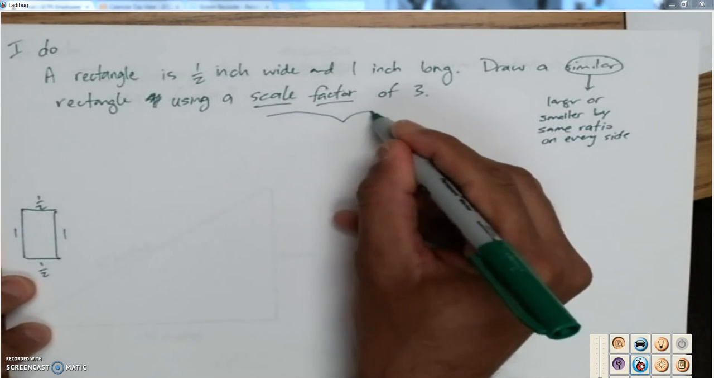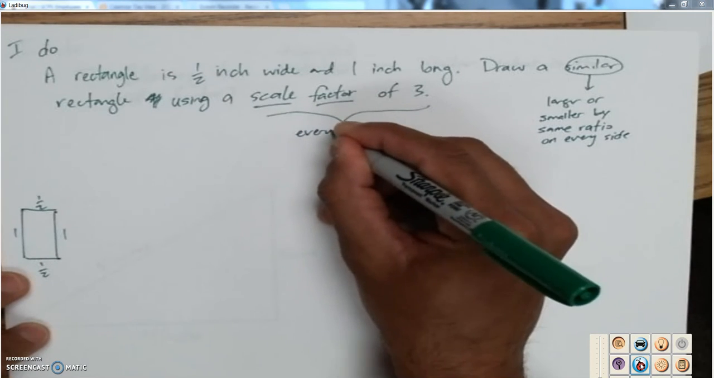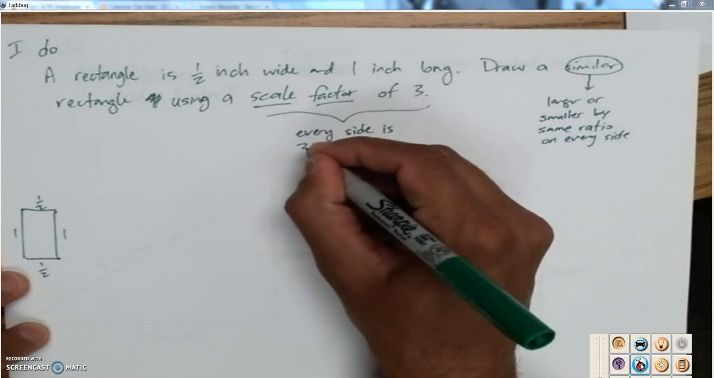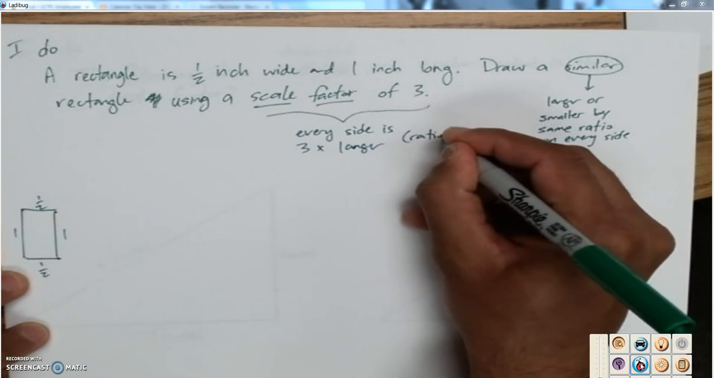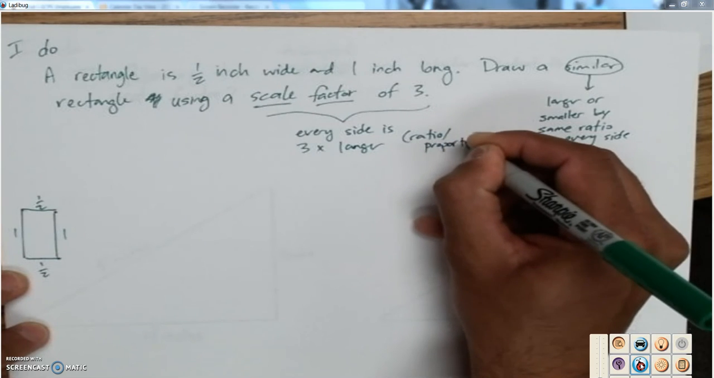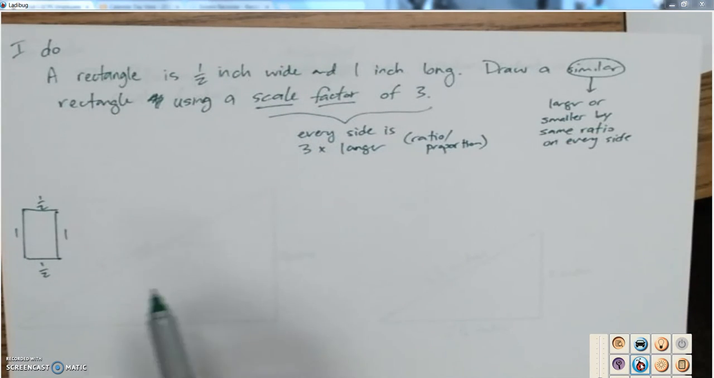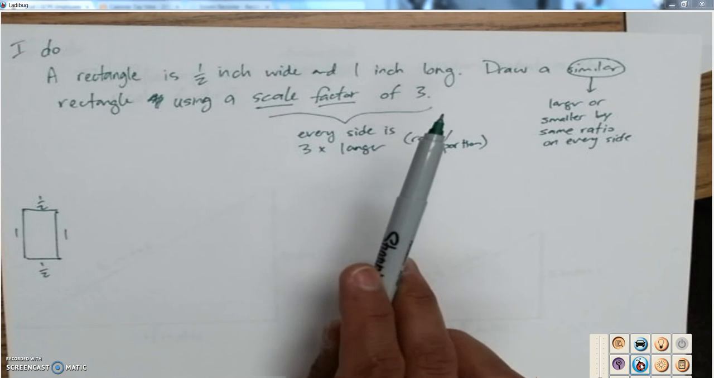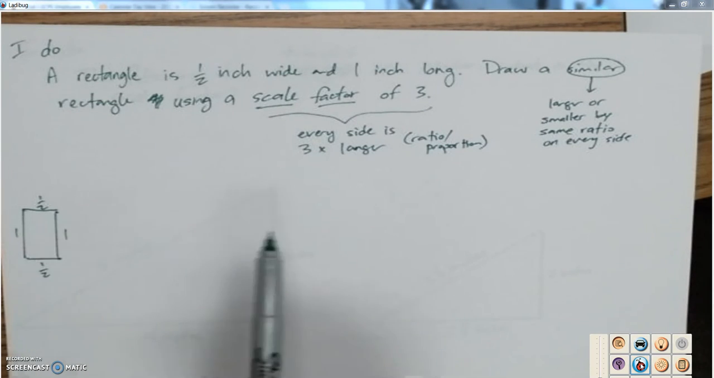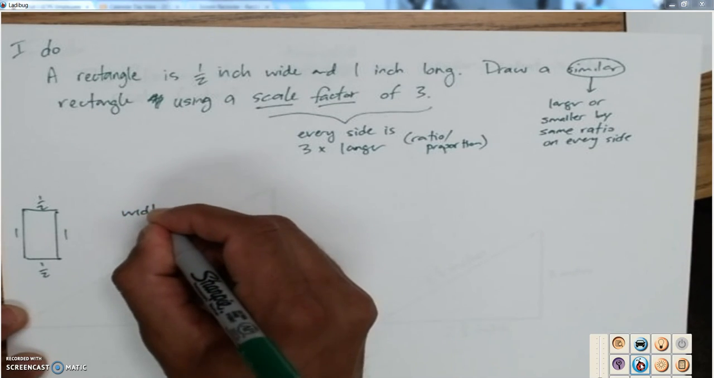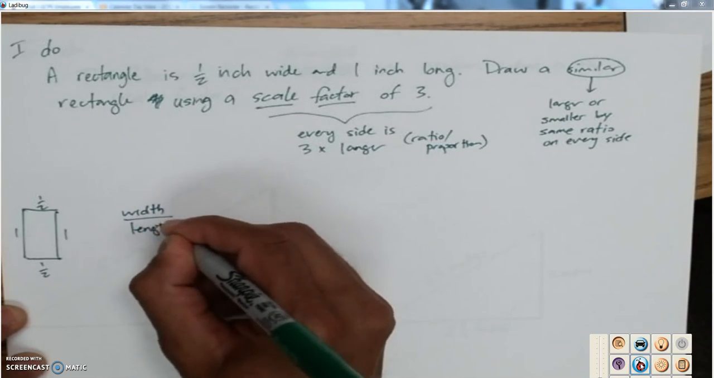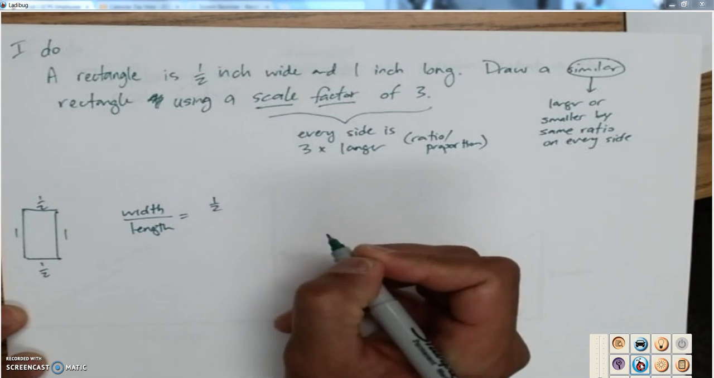Scale factor of 3 means every side is 3 times larger or longer. Right? That's a ratio or a proportion. So I'm going to draw an exact same rectangle, but 3 times bigger. It's going to be a ratio of 1 to 3 in my new one. Each thing here is going to be 3 times that size over here. So it's really like solving a ratio here, where the ratio of the width and the length right now is 1/2 to 1.